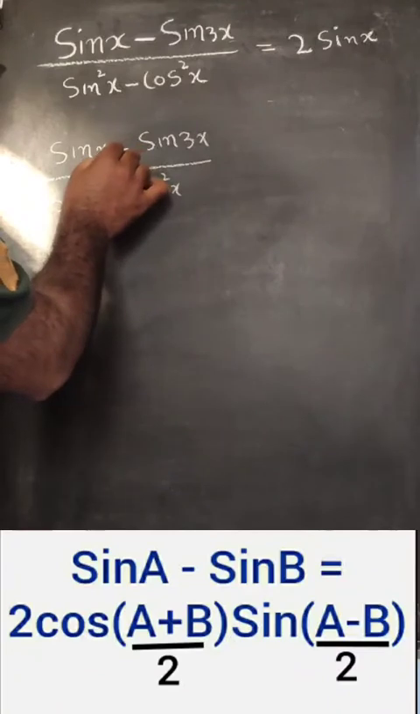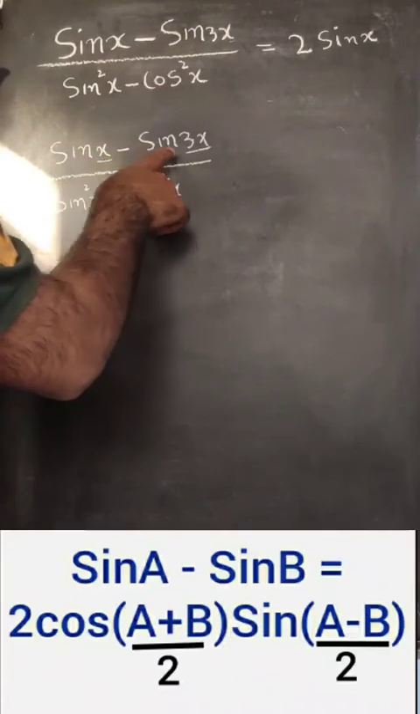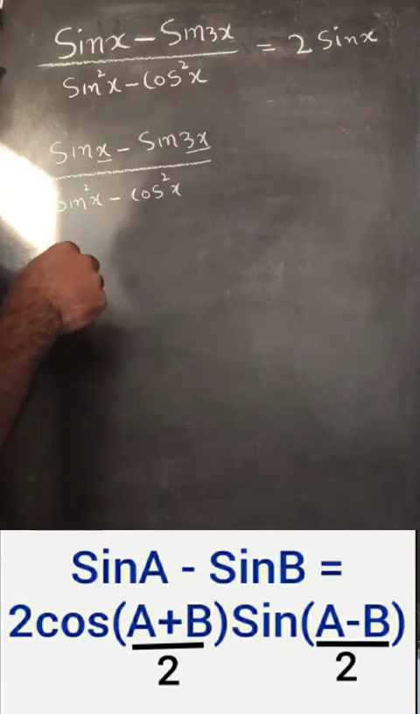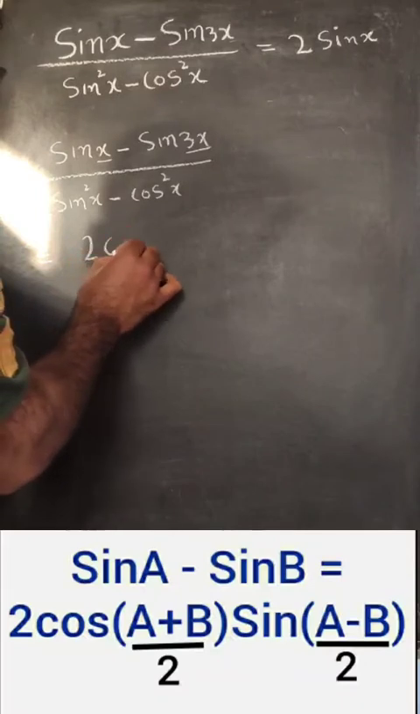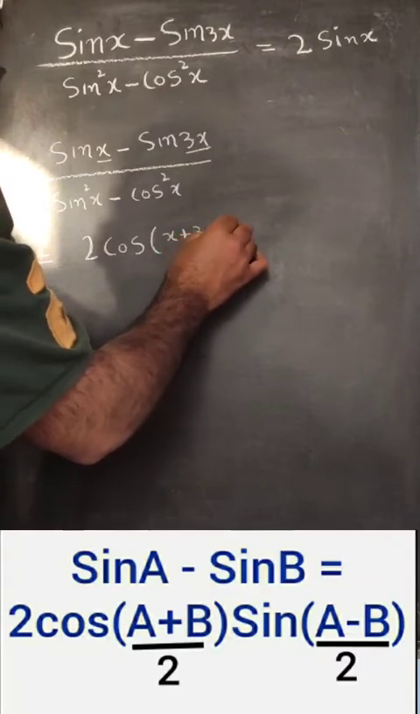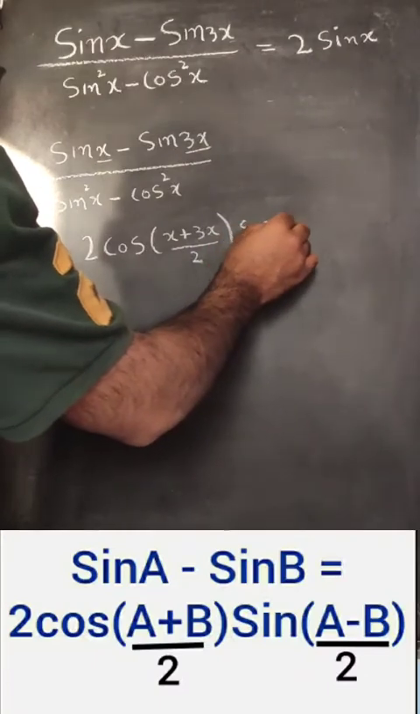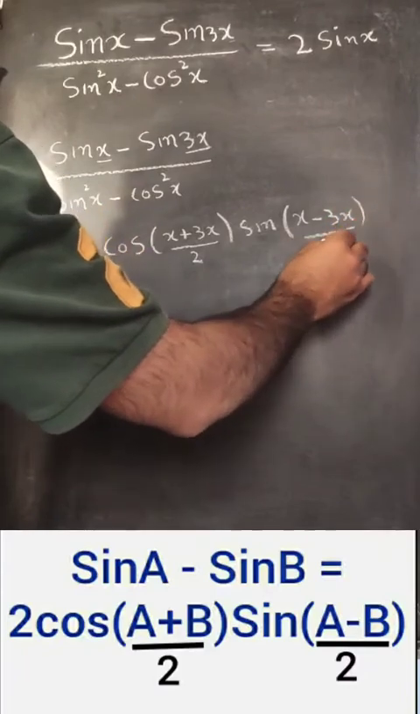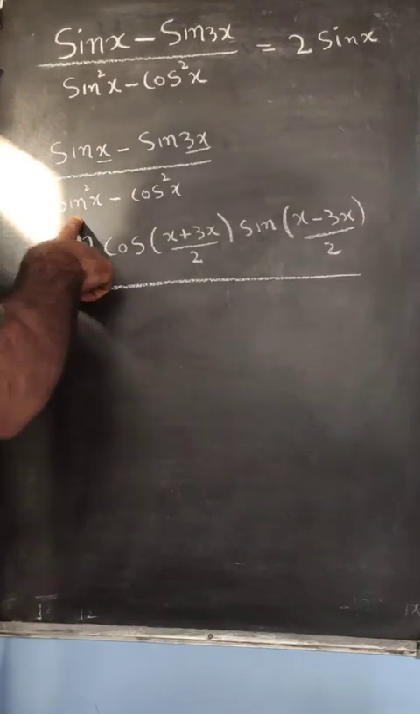Now if we treat this x as a and 3x as b, then it is of the form sine a minus sine b, and we know that sine a minus sine b is equal to twice cos a plus b divided by 2 sine a minus b divided by 2 whole divided by, now it is sine square x minus cosine square x.